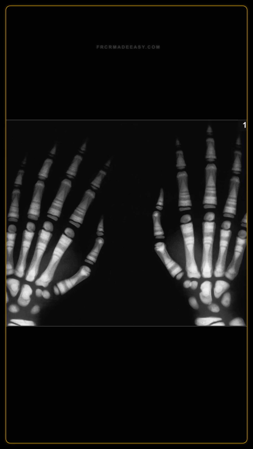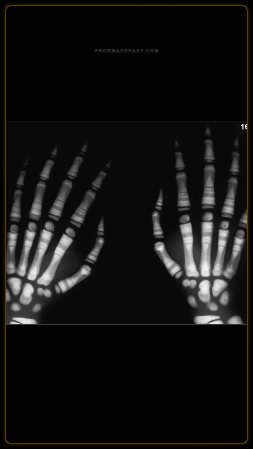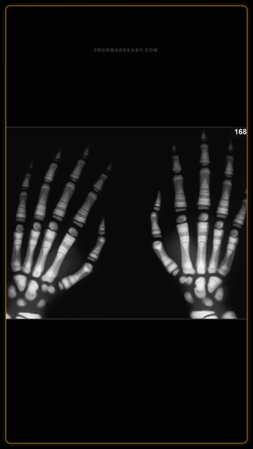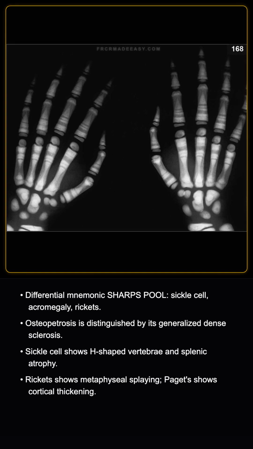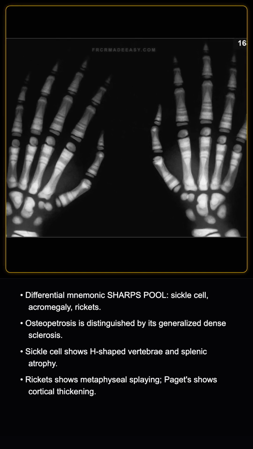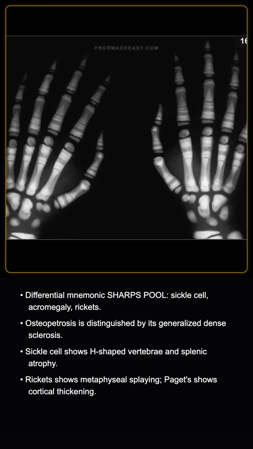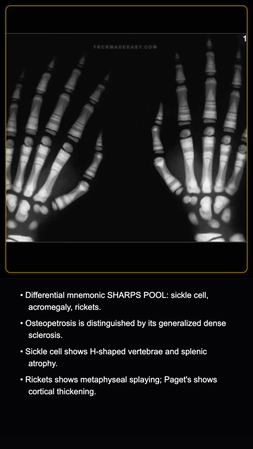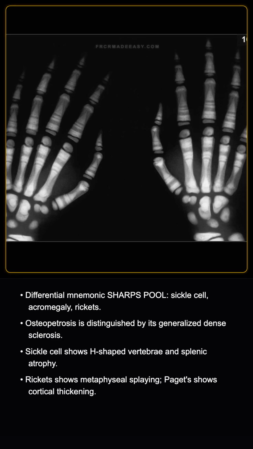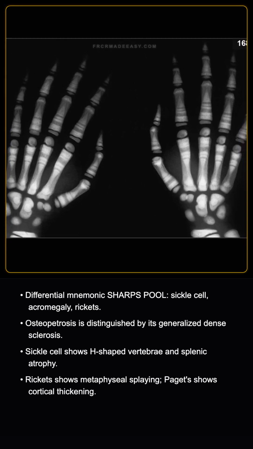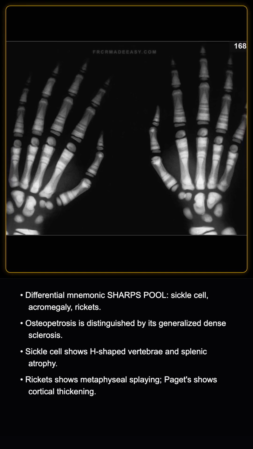What is the differential diagnosis for a bone-within-bone appearance on skeletal radiographs, and how can we distinguish between the causes? The differential diagnosis for a bone-within-bone appearance can be remembered by the mnemonic Sharp's pool. This includes sickle cell disease, hypervitaminosis D, acromegaly, rickets, Paget's disease, scurvy, post-radiation or heavy metal poisoning, osteopetrosis, oxalosis, osteomyelitis, and leukemia. We can differentiate osteopetrosis by its generalized, dense osteosclerosis.